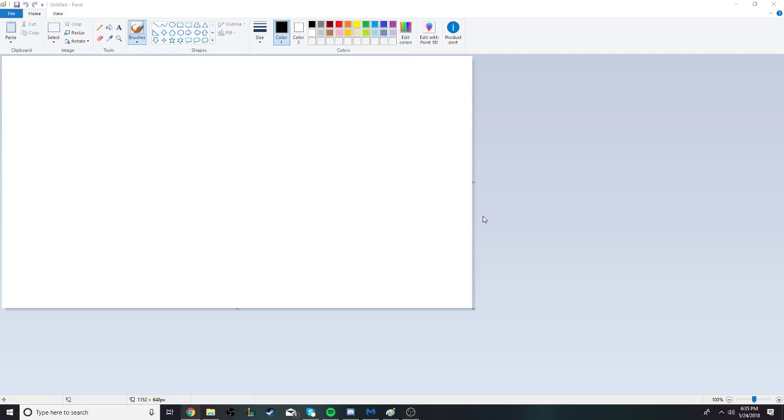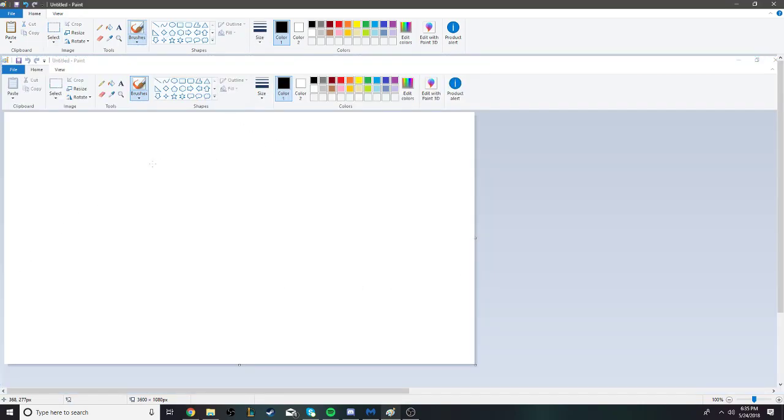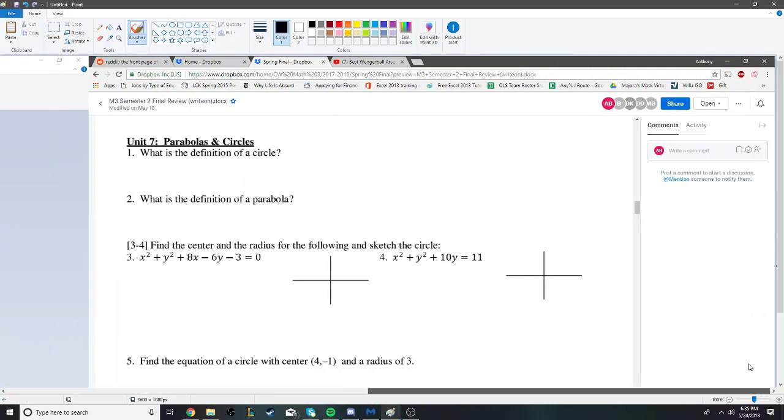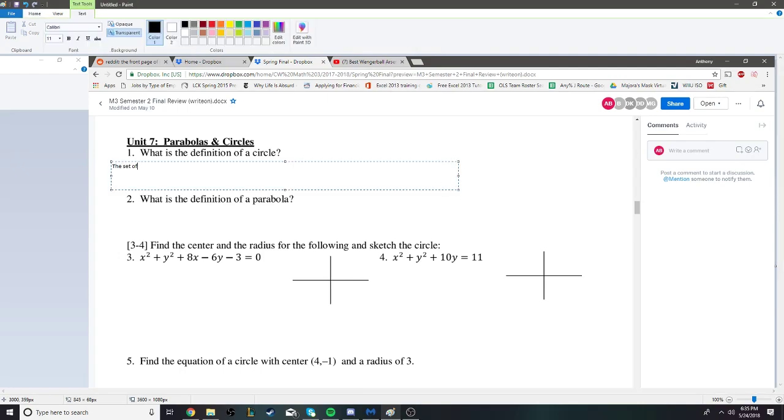Alright, definition. Gotta move this on the screen so you guys can see it. Okay, the definition of a circle: the set of all points equidistant from a given point called the center of the circle. The definition of a parabola is the set of all points equidistant from the directrix and the focus.